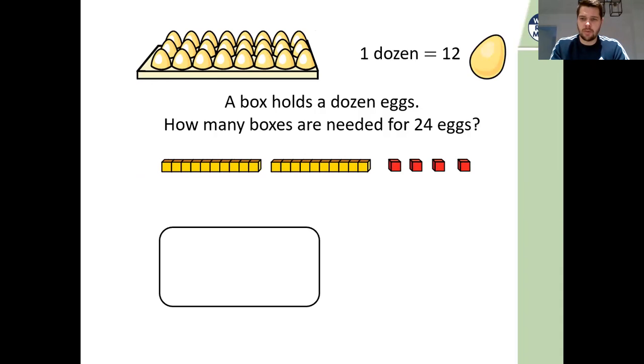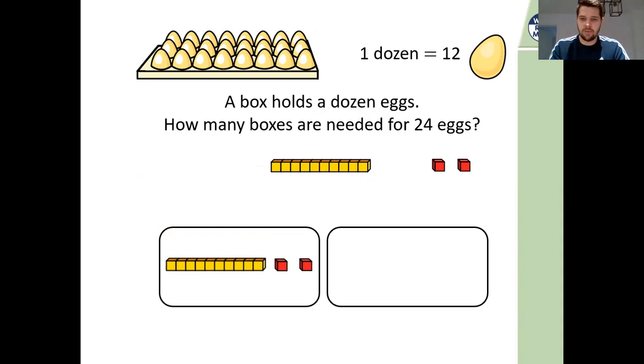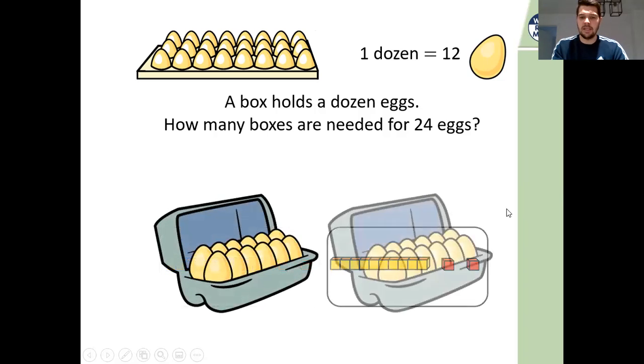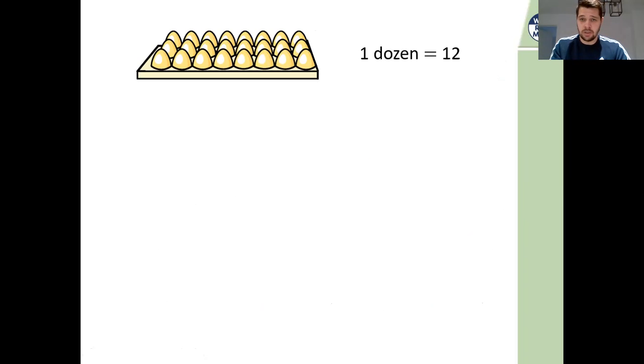I'm going to put a few prompts on there just to guide you. Feel free just to answer the question if you're feeling confident enough. What I've done there is I've put 1 dozen in one box, and then I've put another dozen in another box, which gives me 2 dozen. The calculation for that is on the screen: 24 divided by 12, which equals 2.